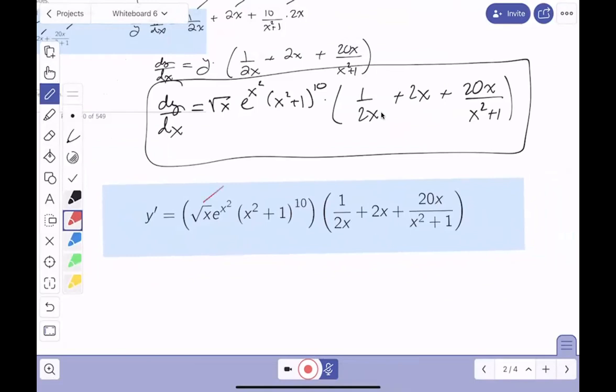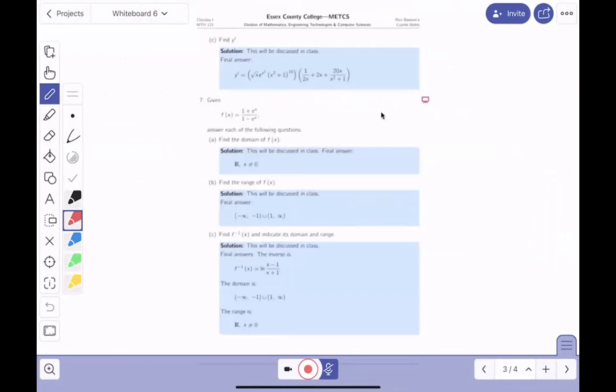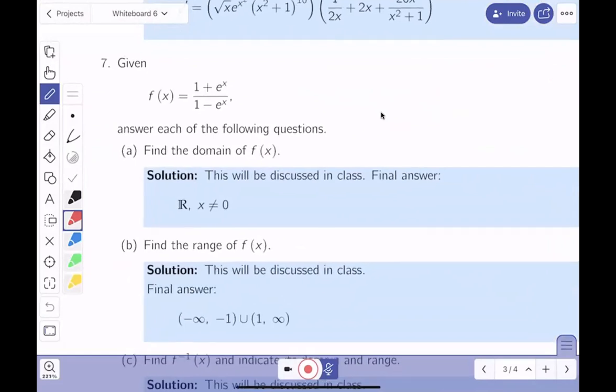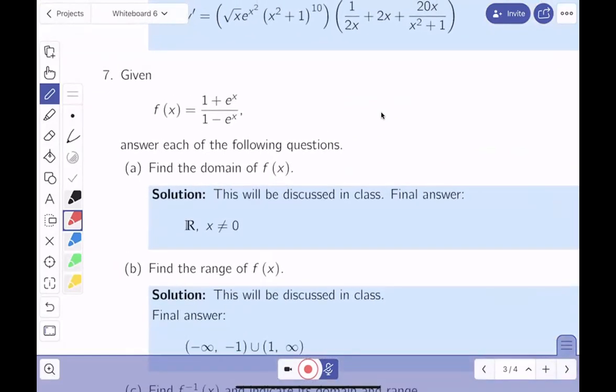Well, I get the root x. I got e to the x squared plus 1 to the 10th power, 1 over 2x. Yep, I'm getting the same answer, which is great news. All right, let's go to the next question. Next question, again, I'm looking at it. Actually, this question was lifted directly from my MATH 121 notes. And I want to see if I can do the domain now.